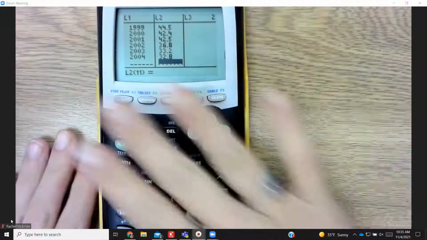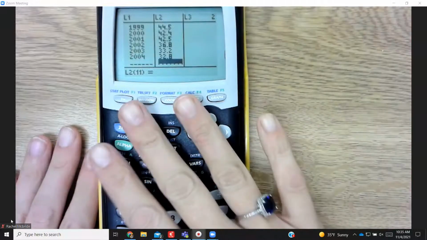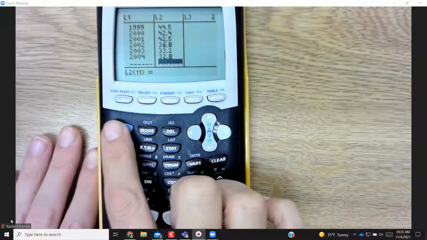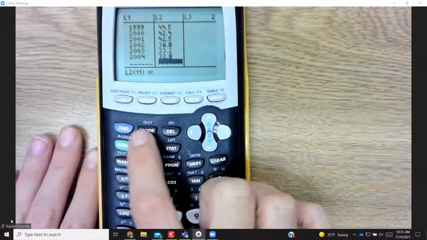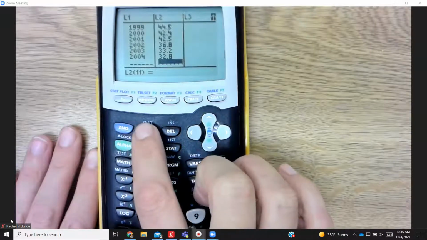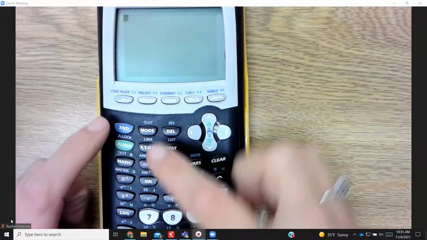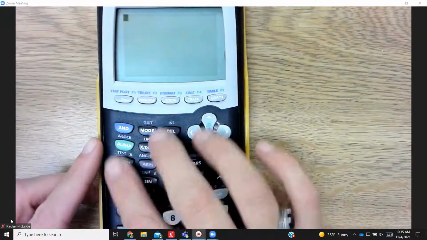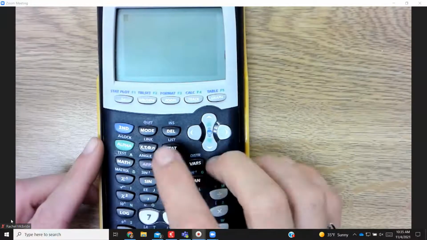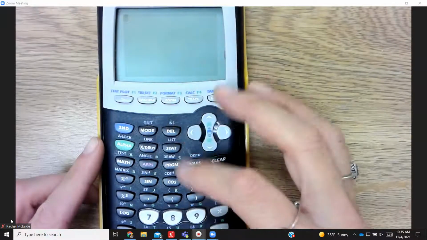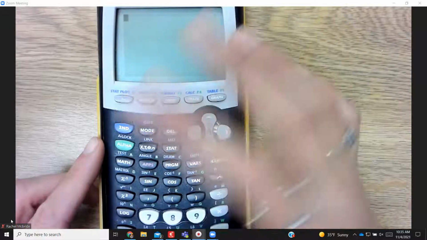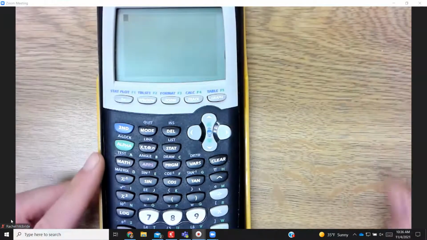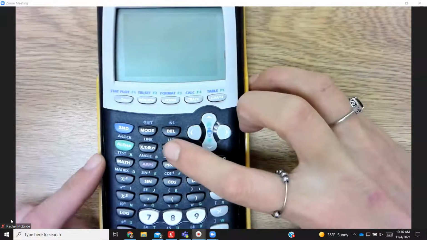After your data is entered, you want to get back to that home screen. So you're going to hit second and quit, which is the mode button. So like anytime you want one of those blue words on this, or in your case, a yellow word, you hit the second key and it's kind of like the shift key on the keyboard. It gets you to that upper part. Now you're going to hit the word stat.